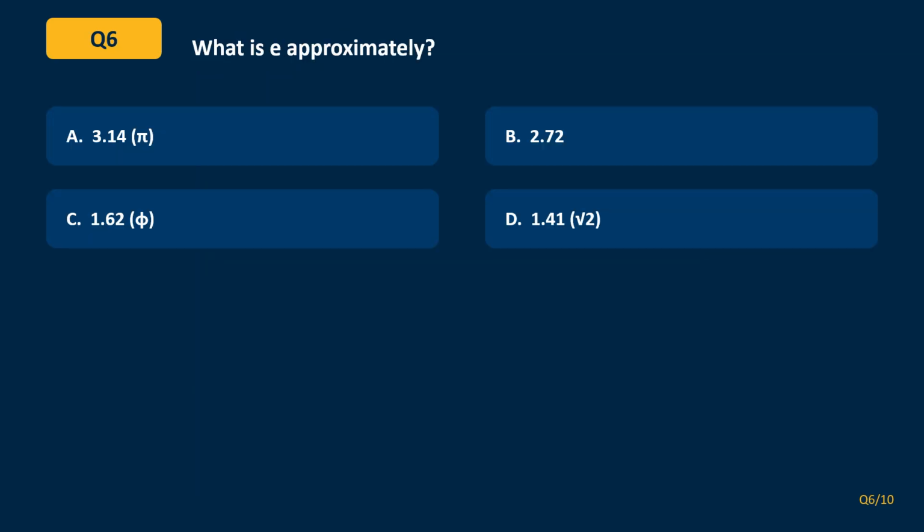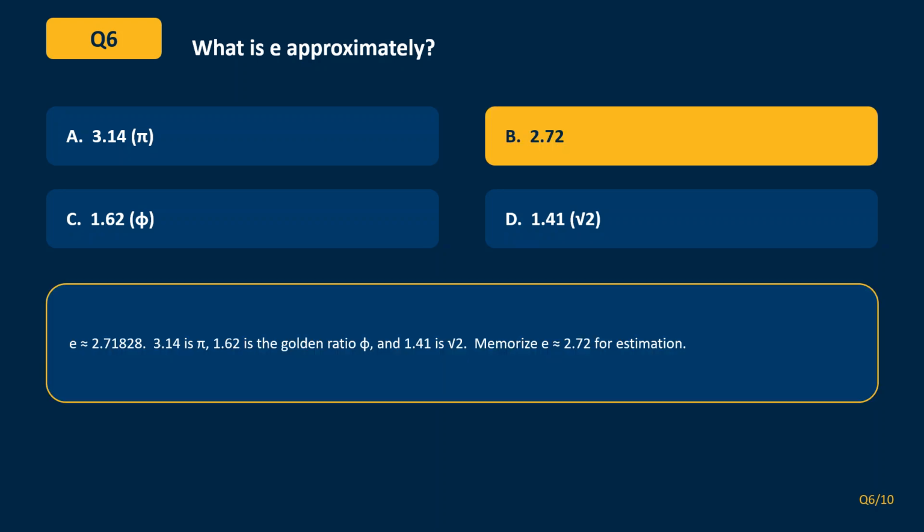Question 6. What is the approximate numerical value of e? The answer choices are A. 3.14, B. 2.72, C. 1.62, D. 1.41. Pause now to select your answer. The correct answer is B.